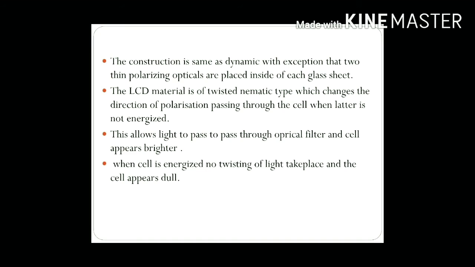Field effect type. The construction of field effect LCD display is similar to that of dynamic scattering type, with the exception that two thin polarizing optical filters are placed at inside of each glass sheet. The LCD material is of twisted nematic type which twists the light, that is, changes the direction of polarization, passing through the cell when the latter is not energized. This allows light to pass through the optical filters and the cell appears bright. When the cell is energized, no twisting of light takes place and the cell appears dull.